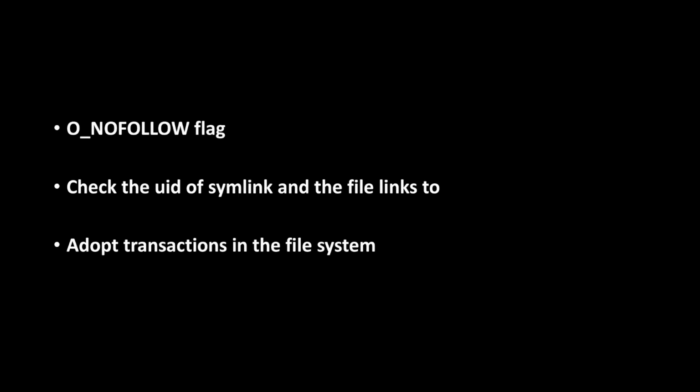The easiest way to defend this is to set the nofollow flag in the open system call to prevent the open function from following the symbolic link. Another way around this is to check the UID of the symbolic link and the file it links to. The open only follows when the two UIDs match. However, those two methods require us to change the source of the program, which is not very practical.